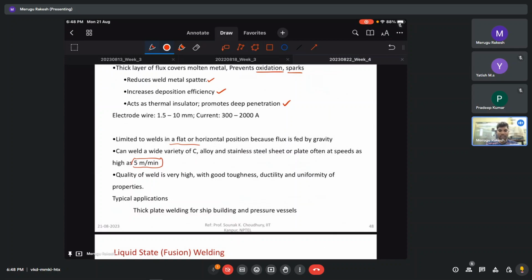Quality of weld is very high with good toughness, ductility, and uniform properties. Thick plate welding for ship building. So mostly these are used in thick plate welding for ship building and pressure vessels.